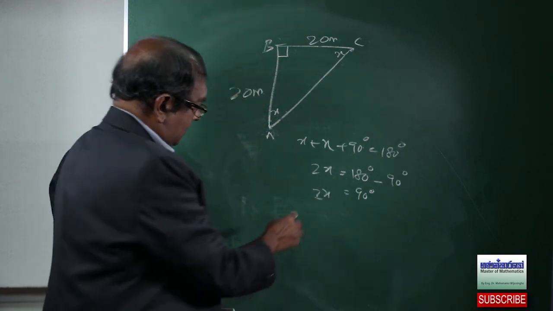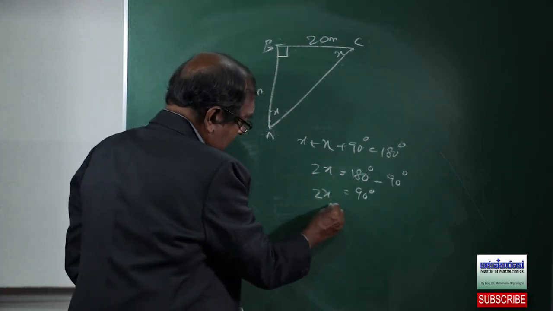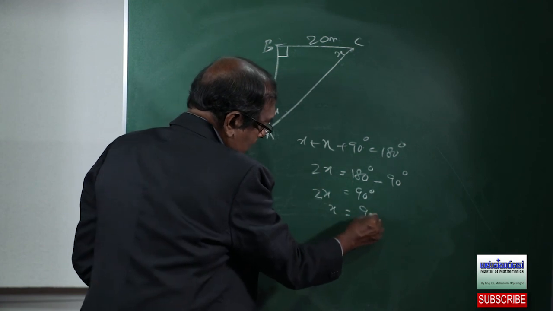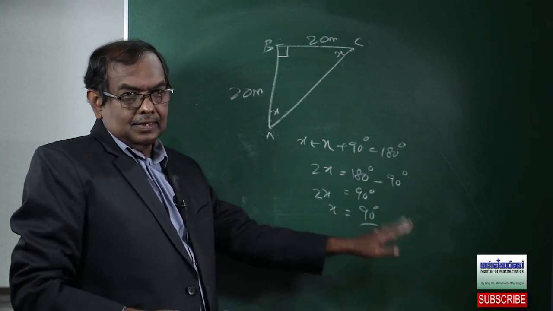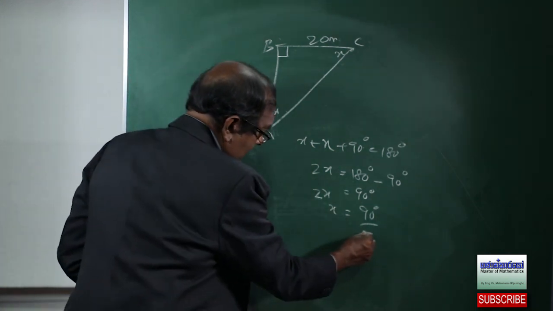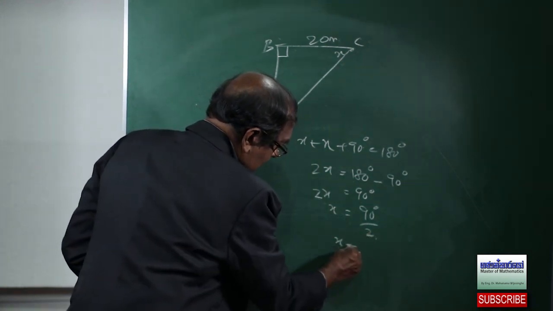If 2x is 90, what is x? This is multiplication. When we take the other side, it will be division. Then x equals 45.